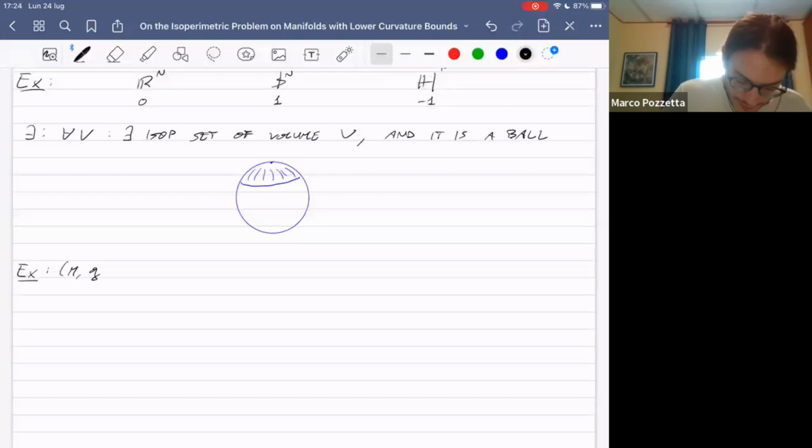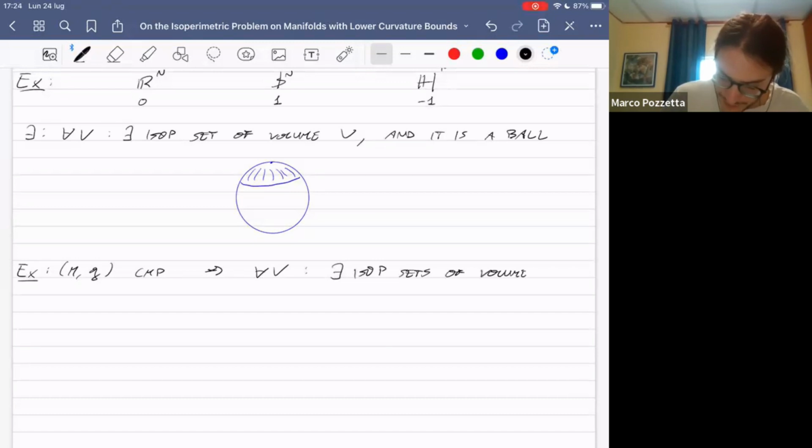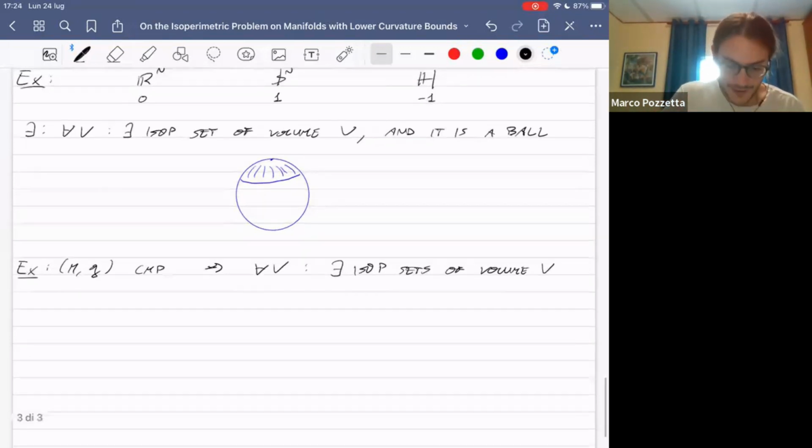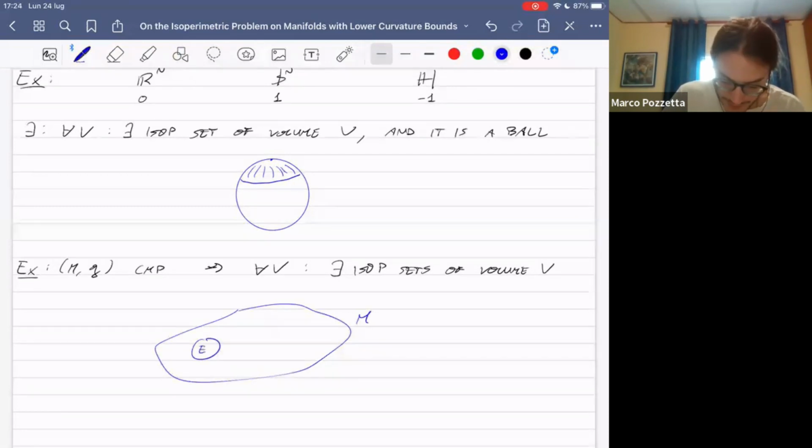If M_g is compact, then for any admissible volume you have existence of isoperimetric sets of that volume V. Why so? Because of the fundamental property of compactness and lower semi-continuity of the perimeter that we mentioned before, right? You just argue by the direct method. If this is your compact manifold M, you take a minimizing sequence E_i for the volume you are interested in. So the volume of E_i is constantly equal to V, and the perimeter of E_i goes to the infimum of the problem at that volume.